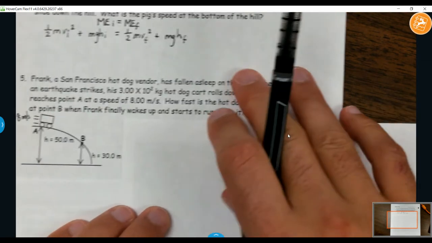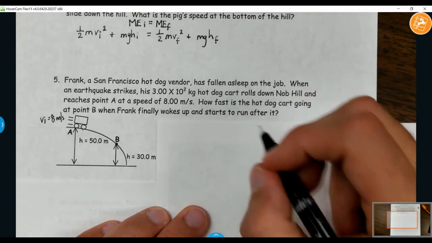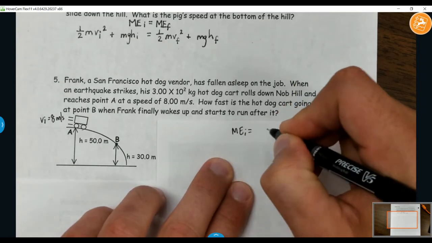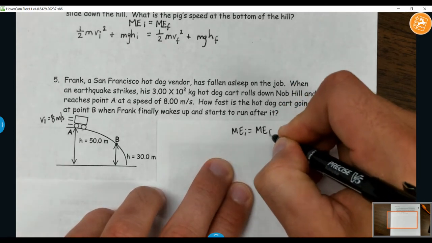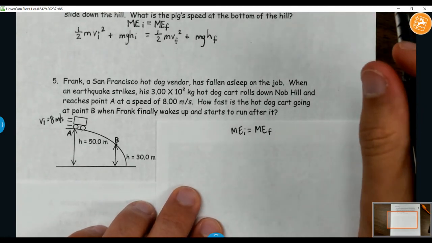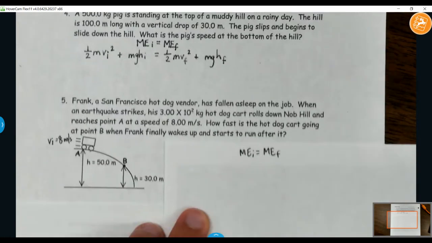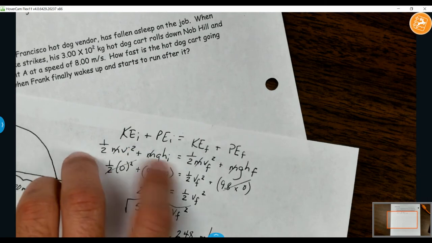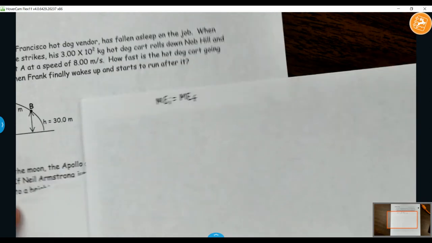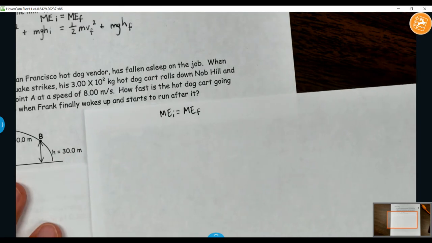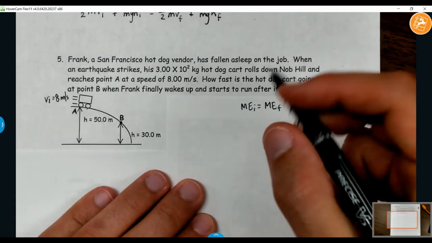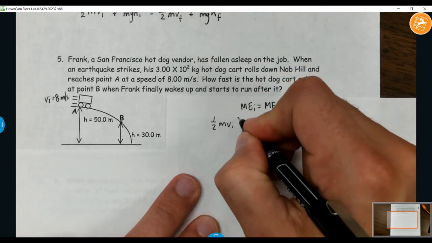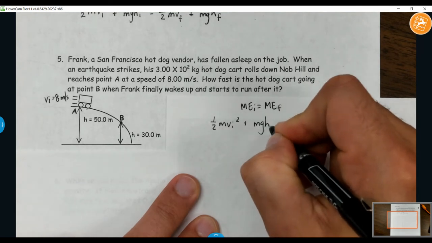Again, mechanical energy initial has to equal the mechanical energy final. I'm not going to rewrite all of this again. I'm just going to go straight into our actual variables here. So 1/2 mvi squared plus mghi.